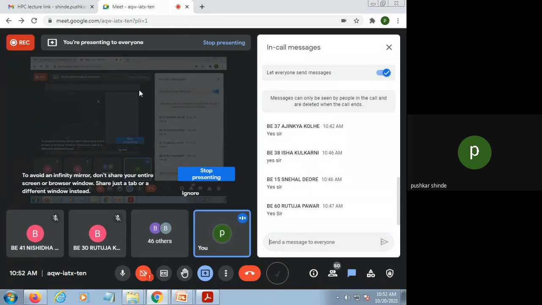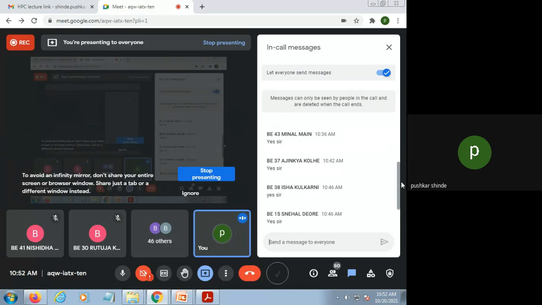Getting, students? Yes, Ajinkya, Isha, Snehal, Rutuja, others. How it will work on parallel. We'll go into details of its complexity in the next lecture.